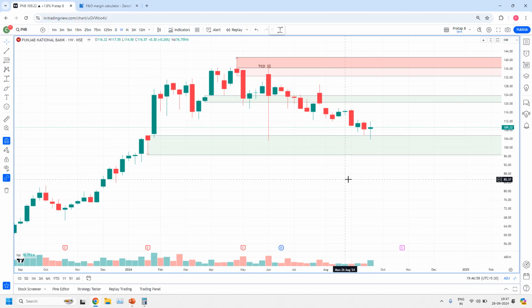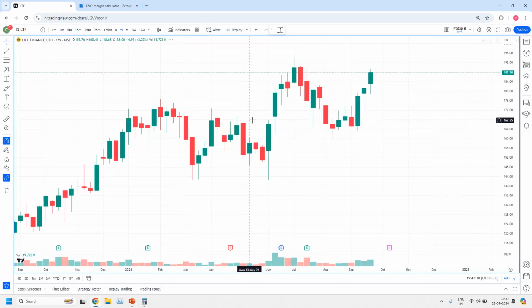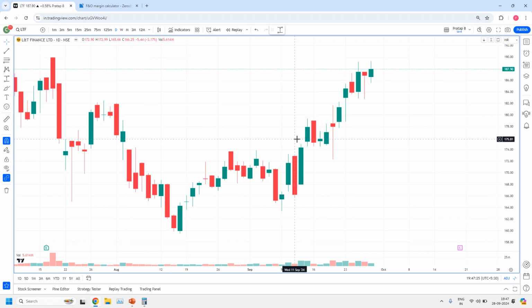Let us see one more example, the last example. This time we will look into the example in a bullish trade setup. So I will select L&T Finance. Okay, this is a weekly income trade. For a weekly income trade, your trend will be on the daily. Weekly is HTF, we need not worry about that. So the trend is on the daily and your entry time frame is 75 minutes.